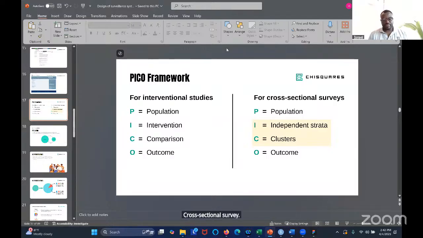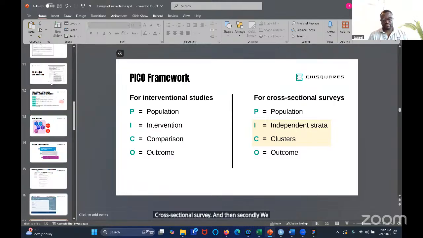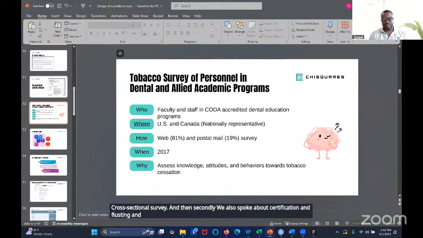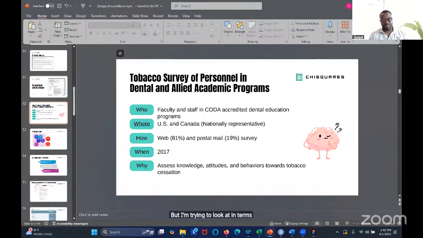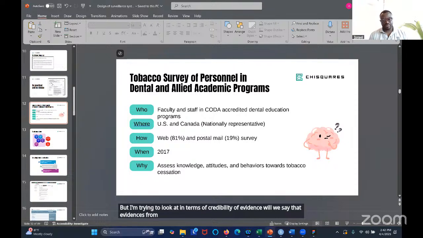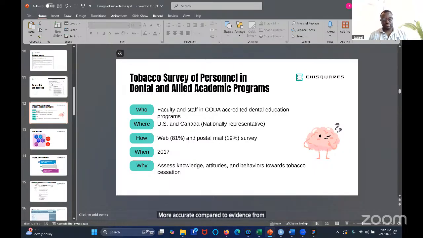And then secondly, we also spoke about stratification and clustering, and I know you mentioned that stratification is a matter of luxury, but in terms of credibility of evidence, will we say that evidence from stratified sampling is more accurate, in terms of representativeness, compared to evidence from cluster sampling? Thank you. Good question.